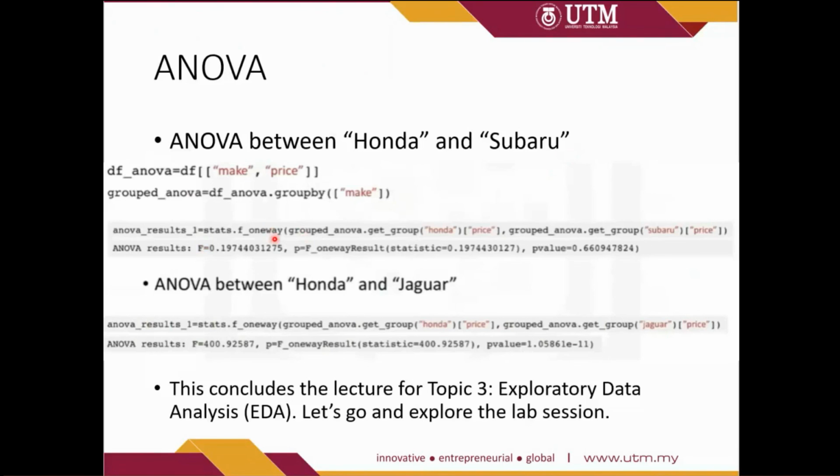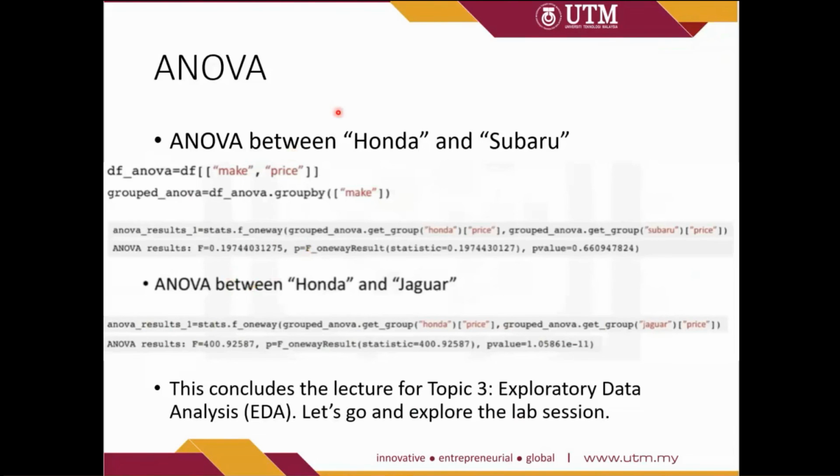This is a built-in function of the SciPy package, Scientific Python. We pass in the price data of the two car make groups that we want to compare and calculate the ANOVA results. Now the results confirm that we guessed it first. The prices between Hondas and Subarus are not significantly different, as the F-test score is less than 1 and the p-value is larger than 0.05.